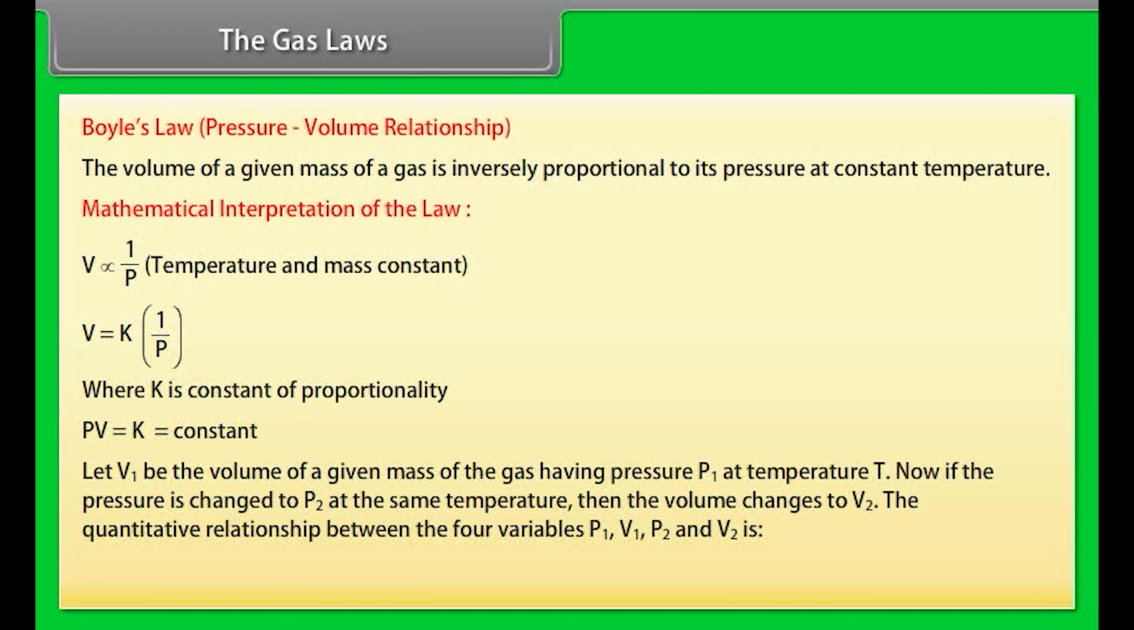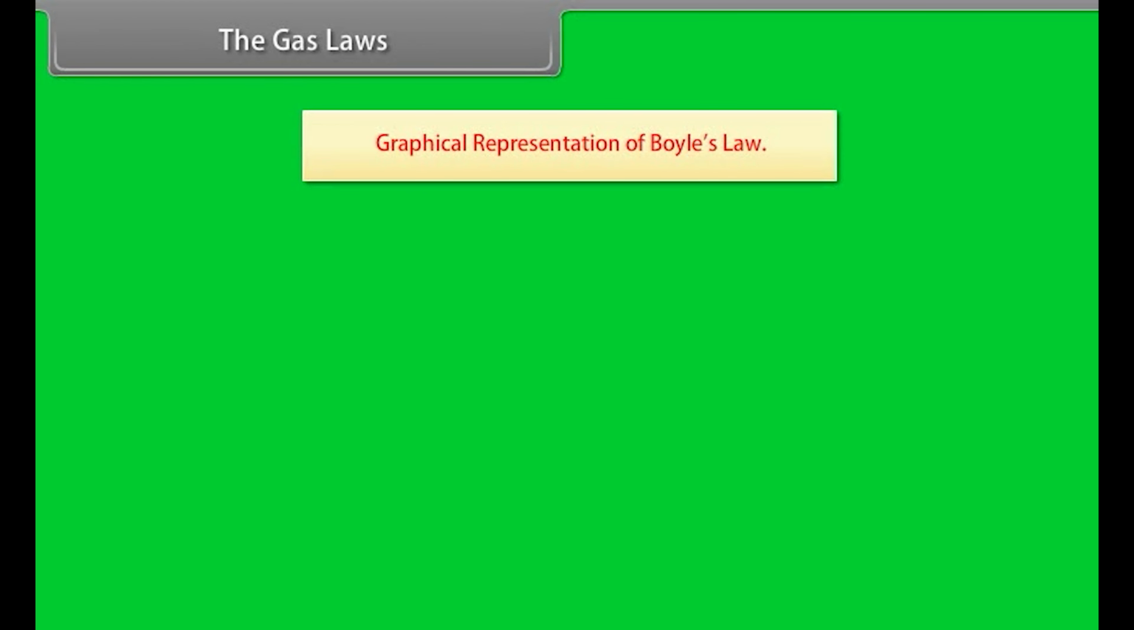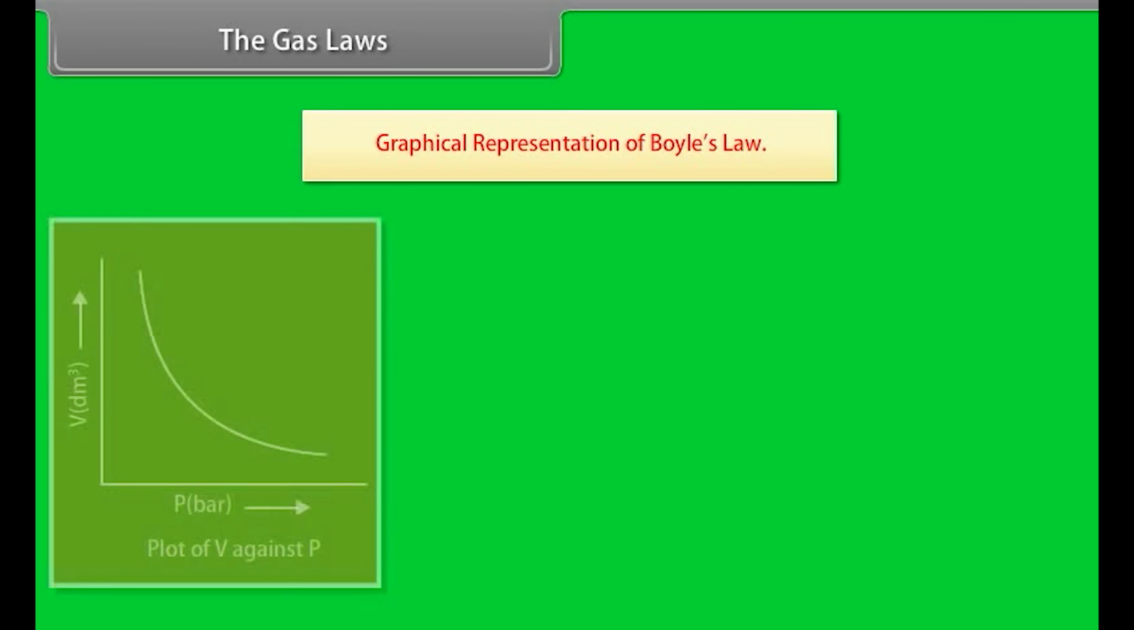The quantitative relationship between four variables P1, V1, P2 and V2 is P1 V1 is equal to P2 V2 at constant temperature and mass. Graphical representation of Boyle's law. It shows the plot of V versus P at a particular temperature. It shows as P increases, V decreases.